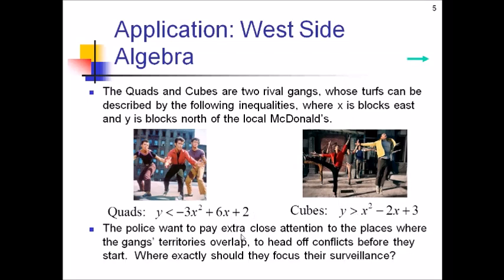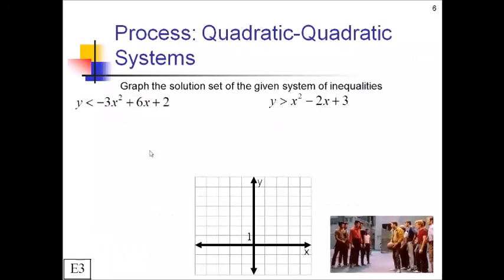Now the police want to pay extra close attention to the places where these territories overlap. Hint, hint, nudge, nudge. So we can head off conflicts before they start. Where should they focus their efforts? So we have to solve this system of inequalities now. Kind of an ironic problem, even though one's called the quads and the other's called the cubes, this is actually also quadratic. You've got two parabolas to graph and solve the inequality for. So pause the video and do that to the best of your ability.